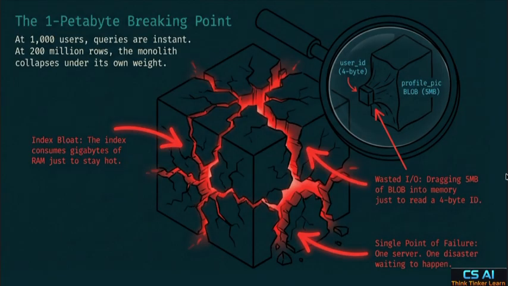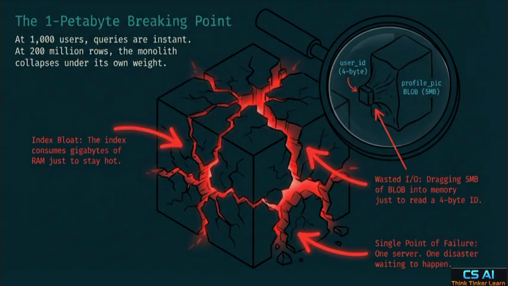Slide number two. We all start our journey with a single table. It's elegant, it's simple, and it works perfectly until it doesn't. Imagine hitting that 1 petabyte breaking point. With 1000 users, life is good. But at 200 million rows, our database hits a wall.